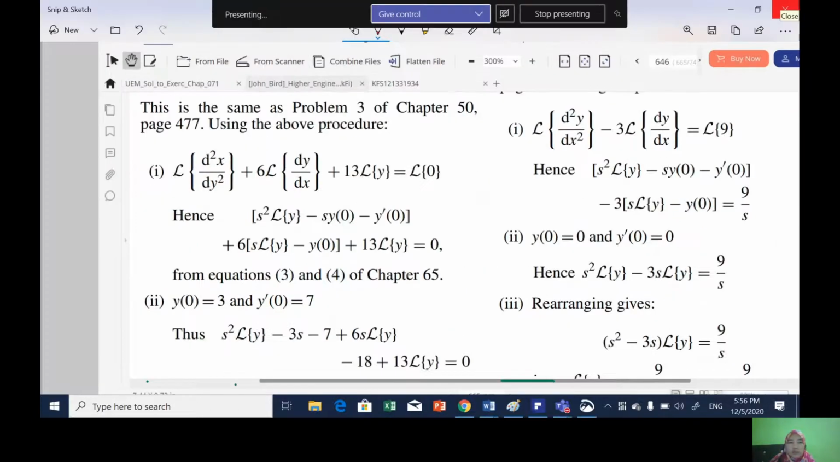And this is a correction. This should be written as d squared y over dx squared, not d squared x over dy squared. There is a mistake here. So we apply the Laplace transform to everything on the left hand side and the right hand side. In the Laplace transform, we already know how to transform this when we refer to the Laplace table, correct?